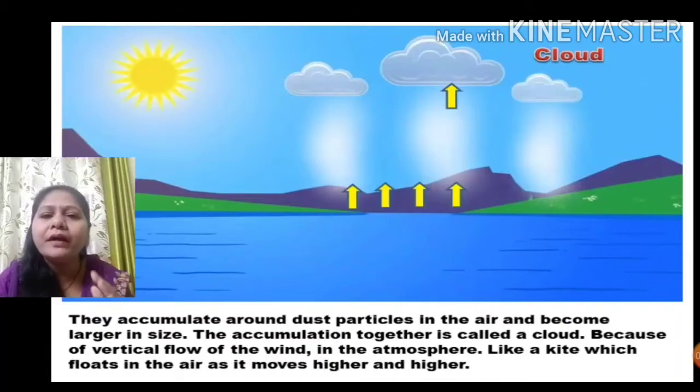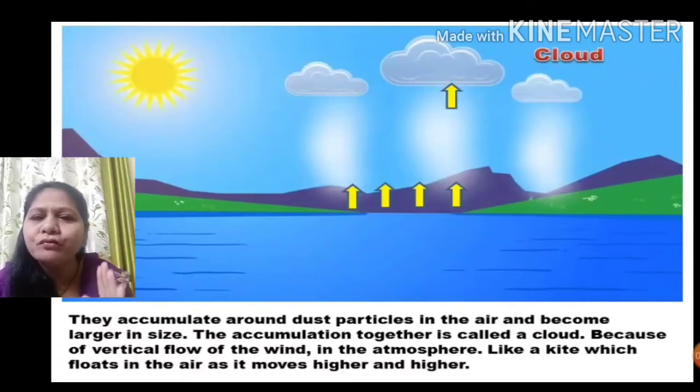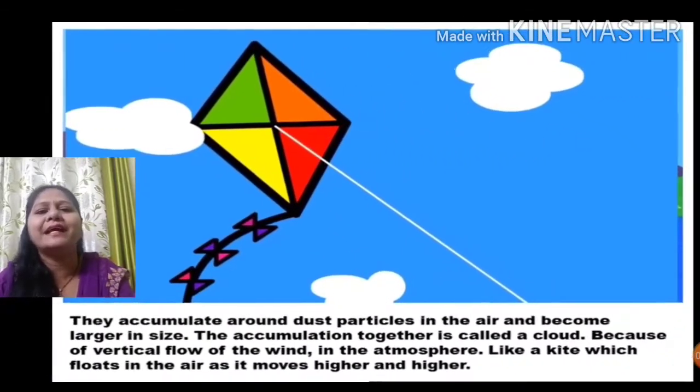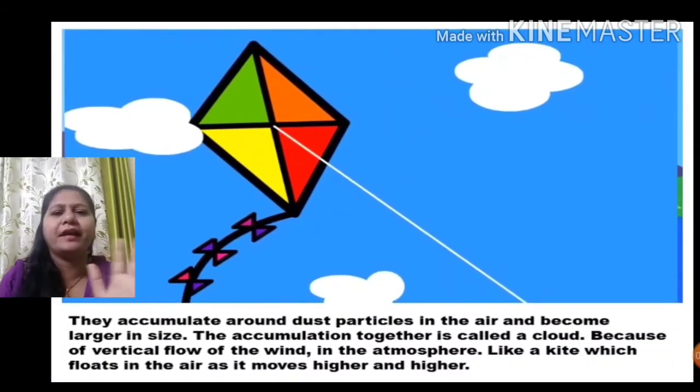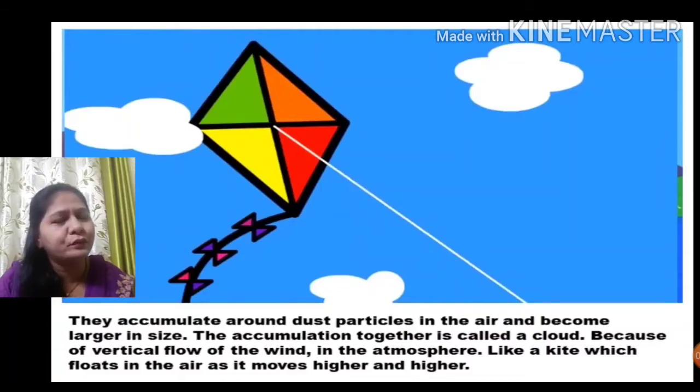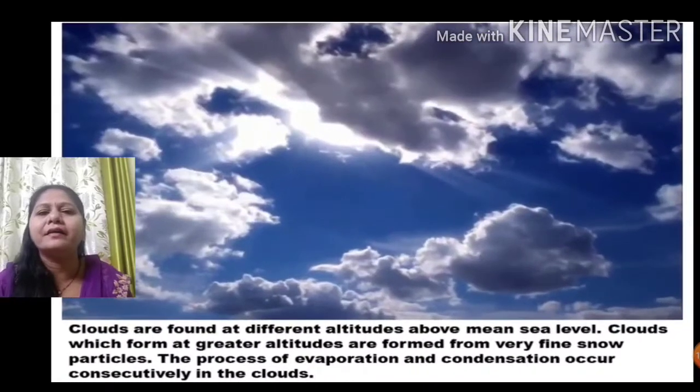Now because of vertical flow, vertical यानी जमीन से ऊपर जा रहा है ना वो vapor, right? So because of this vertical flow of the wind in the atmosphere, okay, right? How it looks like a kite. वो क्लाउड्स कैसे होते हैं, हमेशा क्लाउड्स एक जगह फिक्स नहीं होते हैं, they are always moving. It is like a kite which floats in the air, right? And as we move higher and higher, the clouds always go higher and higher above.